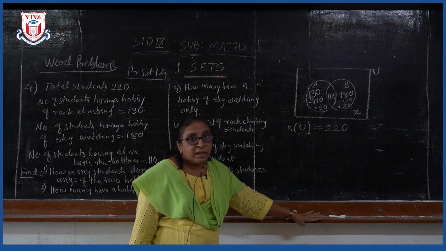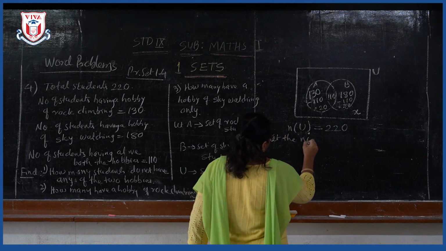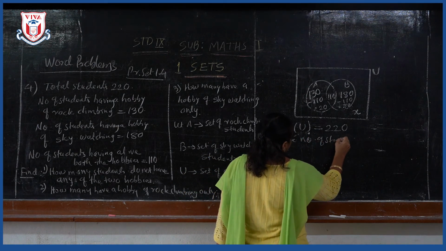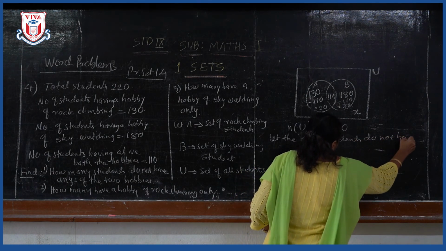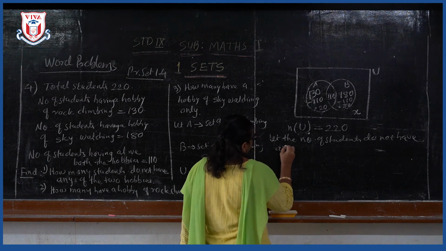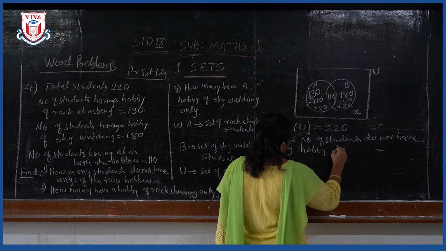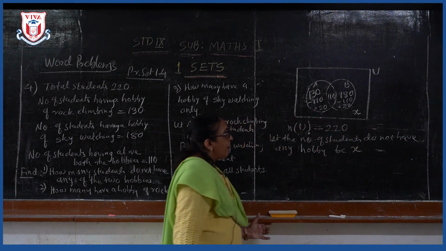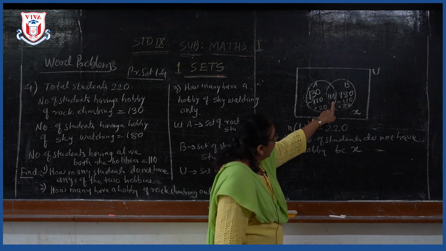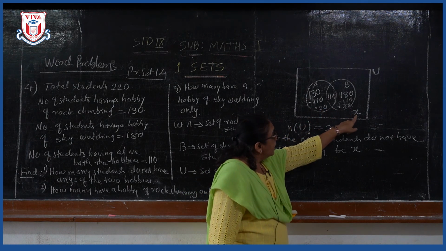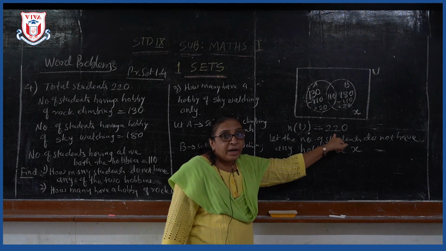We'll just consider it as x. So you can write here, let the number of students who do not have any hobby be x. Now children, see this 20, this 110, then 70 and this x, this complete total should be 220.